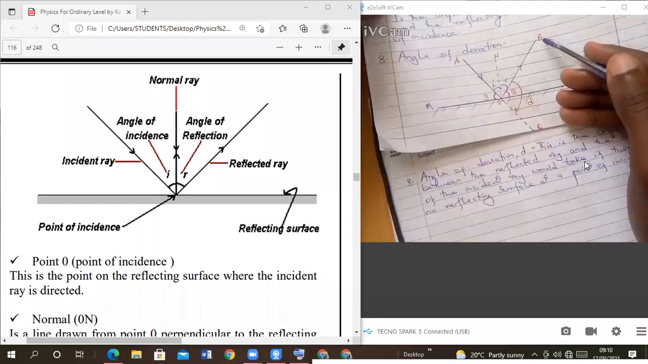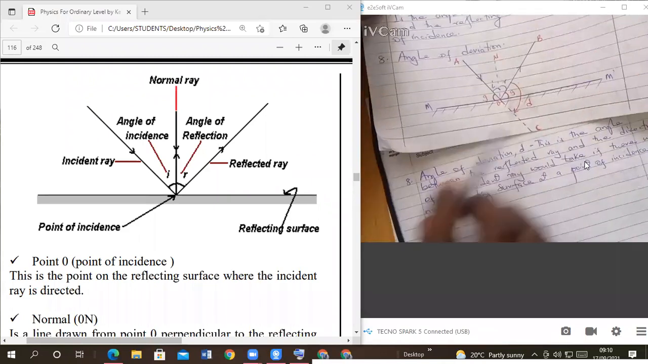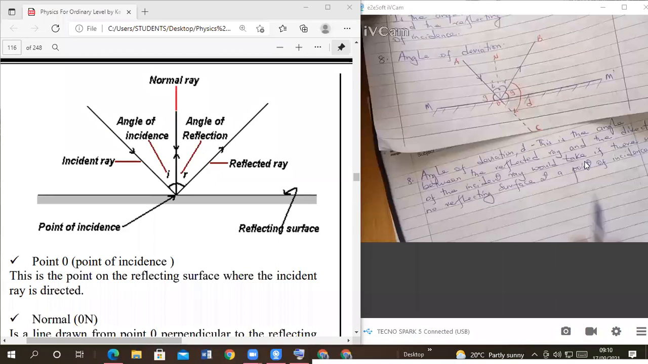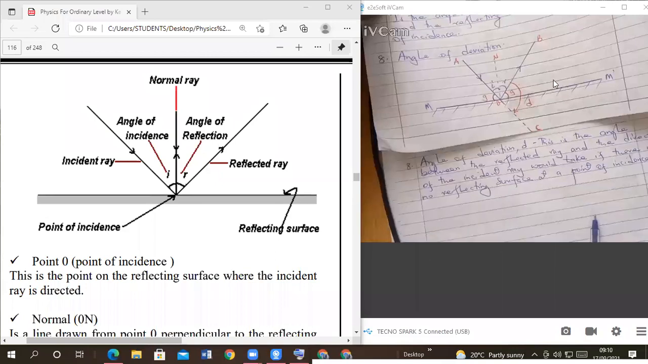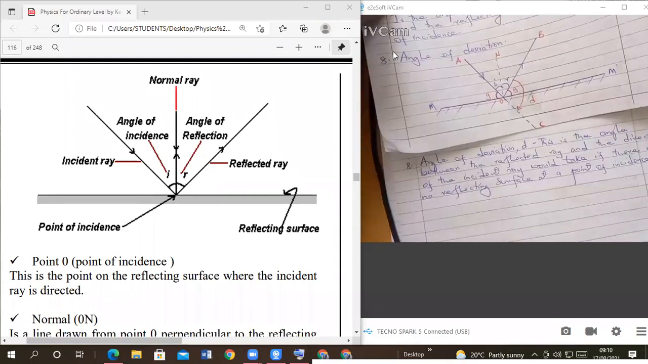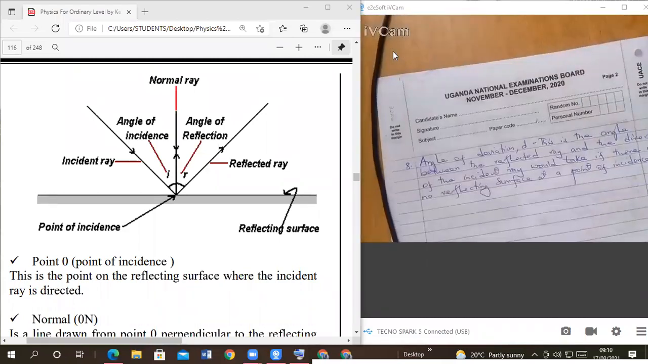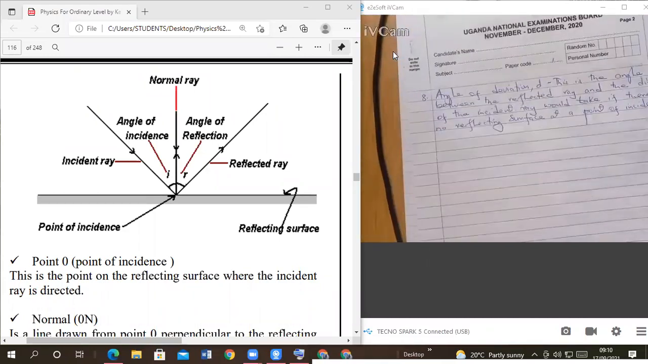So the angle between the reflected ray and the direction the light would have taken if there was no reflecting surface at the point of incidence, that angle is what we call the angle of deviation. Are we together, members? Yes. So that is what we call angle of deviation.